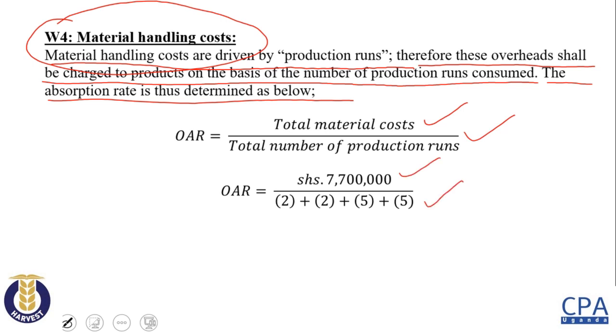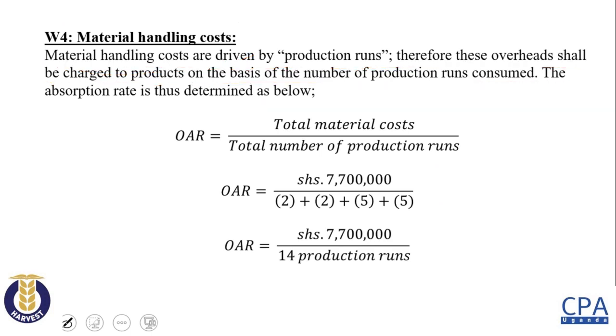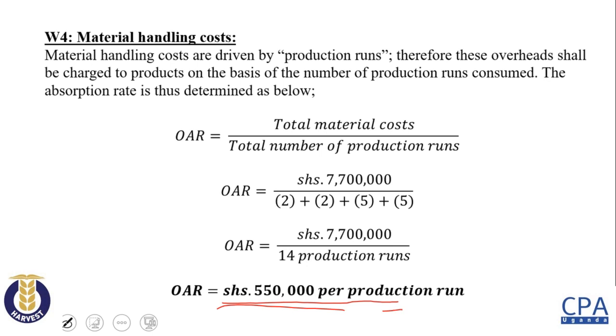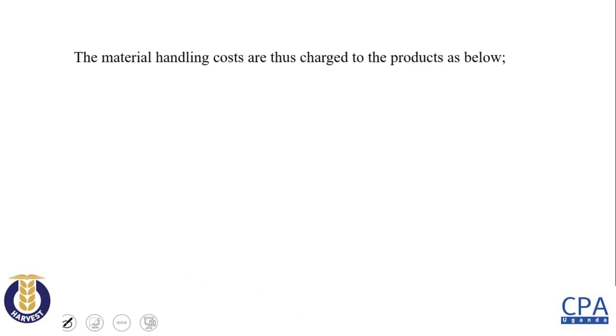Bravo to those who are getting the correct answers. You can continue. The same thing: 7.7 divided by 14. I can see you getting the correct answer there. The overhead absorption rate is 550. Congratulations to those who have got the correct answer there. Continue, please, to allocate now.